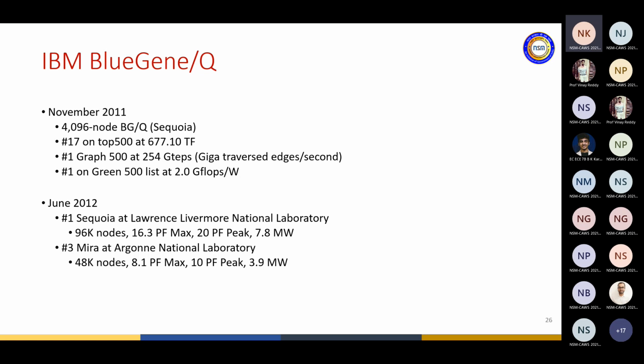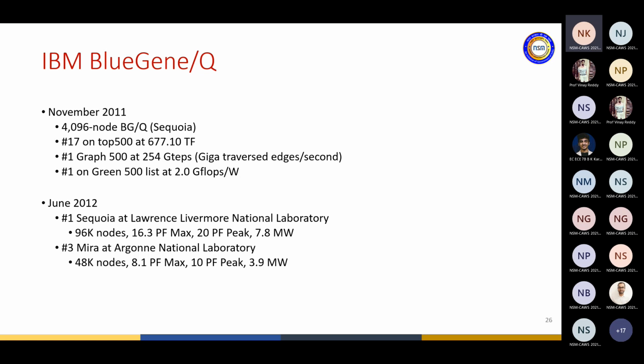So it was number 1 on Graph 500, which means that it was really good at it. It gave the highest speed for the benchmarks which are used to calculate this different list, which is called Graph 500. So they are more towards applications which are like graph applications.